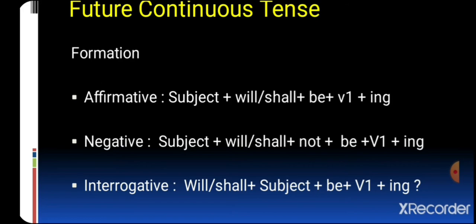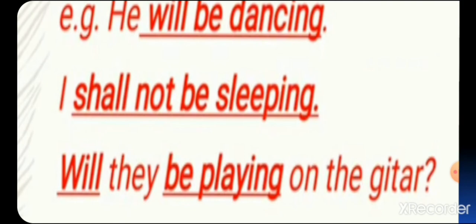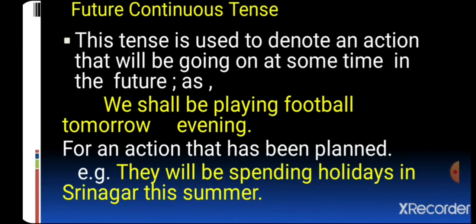Then students, to form negative sentences, first of all use subject, then will or shall plus not plus be plus verb's first form plus ing. Then students, for interrogative, will or shall plus subject plus be plus verb's first form plus ing. For example students, he will be dancing. I shall not be sleeping. Will they be playing on the guitar? Like this students, we can frame sentences.